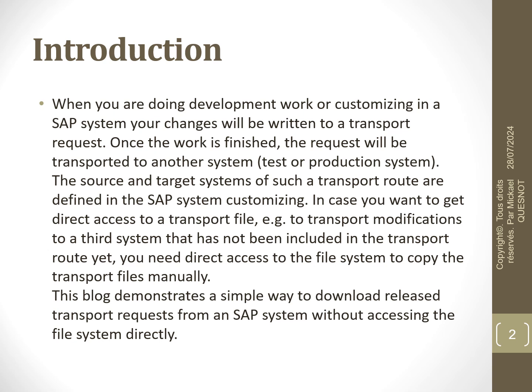In case you want to get direct access to a transport file, for example to transport a modification to a third system that had not been included in the transport route yet, you need direct access to the file system to copy the transport file manually. This blog demonstrates a simple way to download a released transport request from an SAP system without accessing the file system directly.